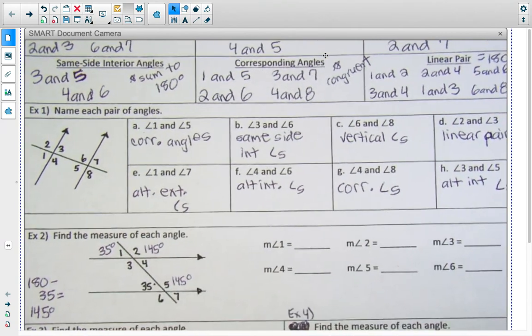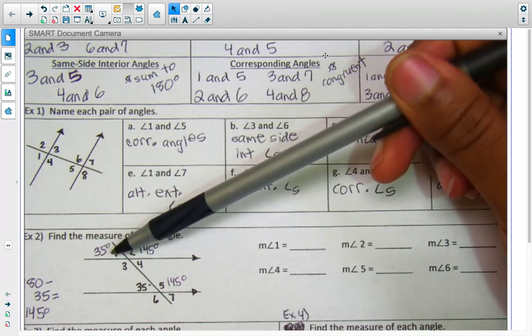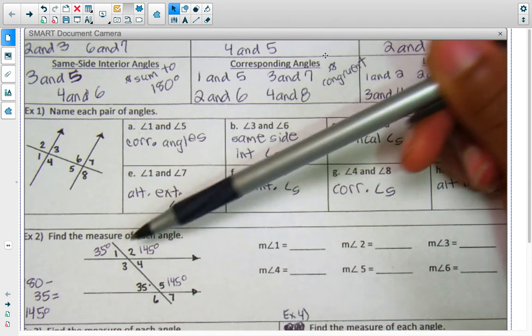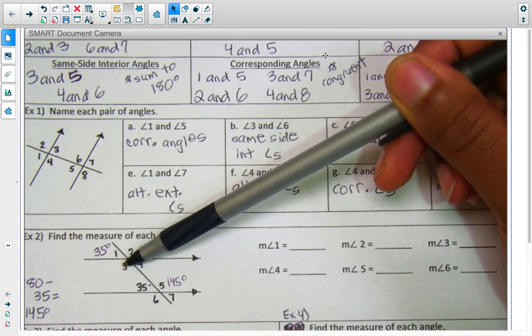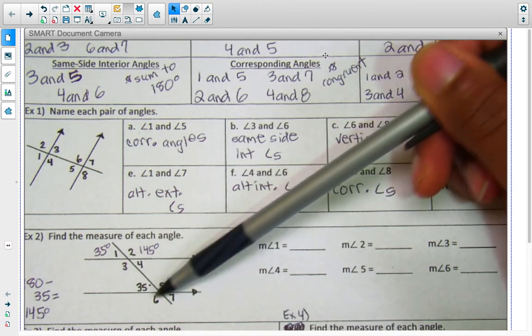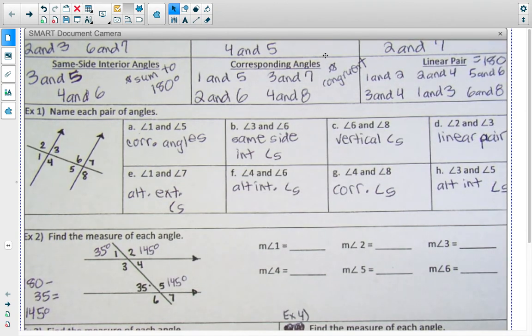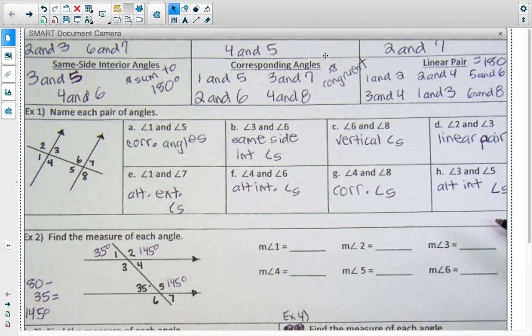Now, I could go through and label the rest of these as well. So I know that these are vertical angles. 1 and 4 are vertical angles. 2 and 3 are vertical angles. This angle and 7 are vertical angles, and this angle and 6 are vertical angles. Vertical angles are congruent to each other. So now I can start filling in some information.